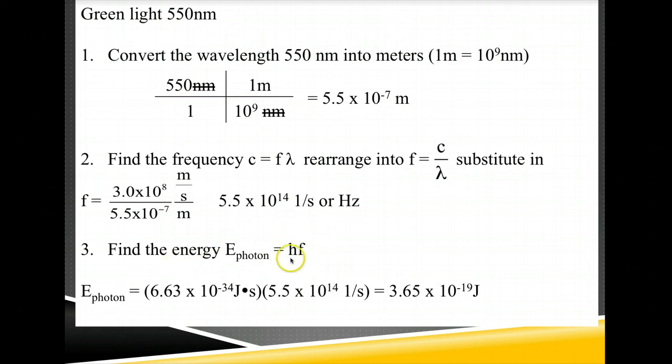Okay, now h, if you'll remember, is a constant. That's on your reference material. So that's 6.63 times 10 to the negative 34th joule seconds. And then the frequency we just calculated, we substitute that in. 5.5 times 10 to the 14th, 1 over seconds. And we have to use 1 over seconds here instead of hertz, because this is joule seconds, and we want the seconds to cancel. So when we multiply that out, we get 3.65 times 10 to the negative 19th, and the seconds cancel, so we're left with just joules as our energy.